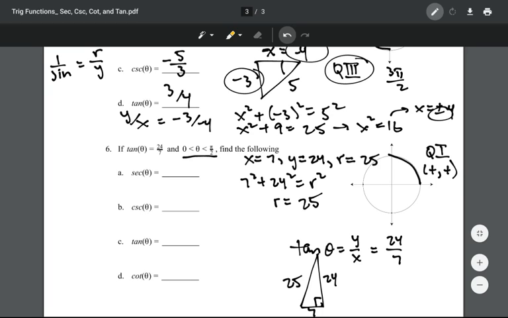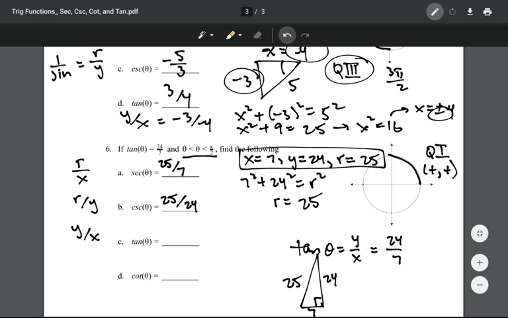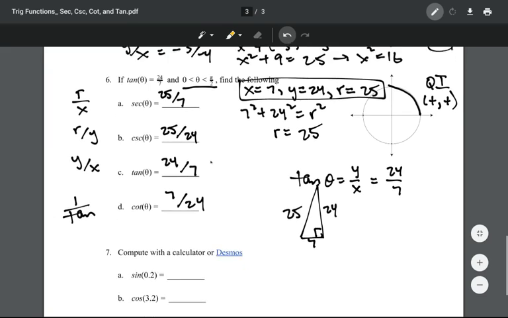Okay, secant. Secant is R over X. So my R is 25. I put a box around these, it's easier. 25 over 7. Cosecant is R over Y. R is 25, Y is 24. Tangent is Y over X. Y is 24, X is 7. And then finally, cotangent is the reciprocal of tangent. So I can just reciprocate my last answer, and I get 7 over 24.